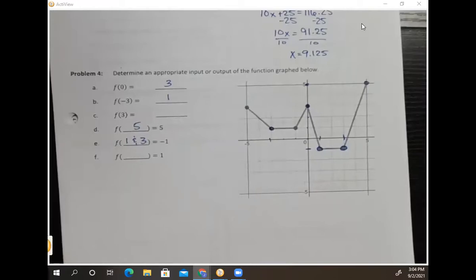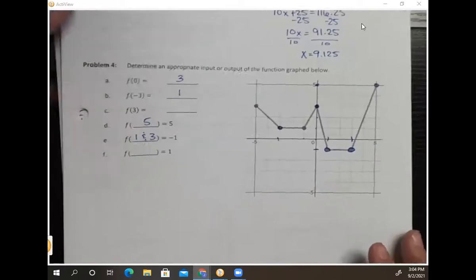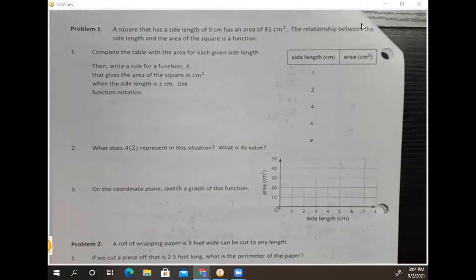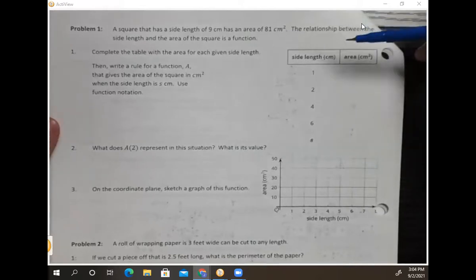So now I would like you to flip back to page 12. We're going to look at one more thing for today. Kind of going back to those function sort of rule relationships. So we wrote a function from words, from a rule. Now we're going to write a function from a table. Okay. So for our first problem here, it says a square has a side length of 9 centimeters and an area of 81 centimeters. How do we find area?